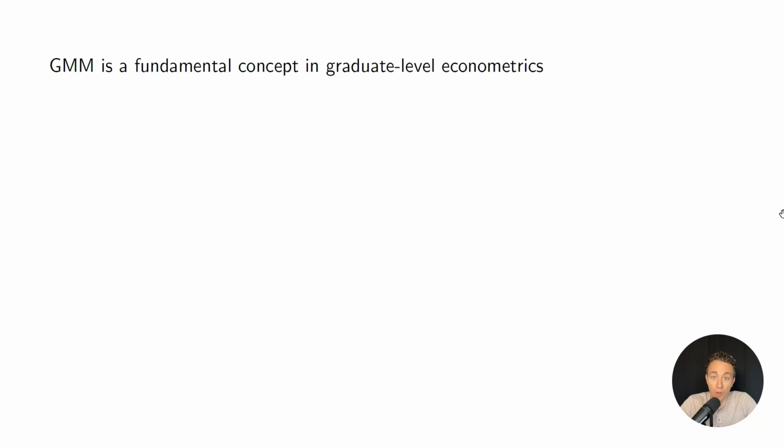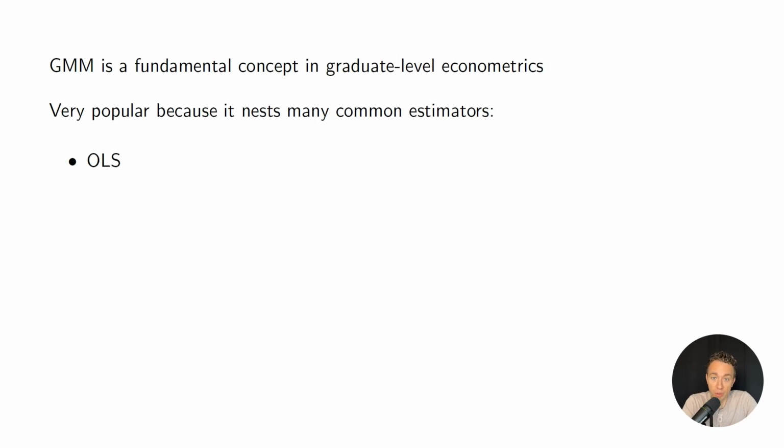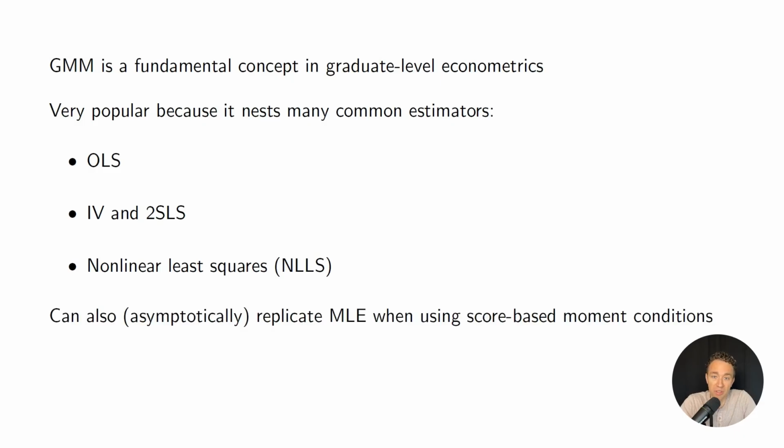If you're watching this video, you might have already taken a graduate level econometrics class, and in that class, you undoubtedly were introduced to GMM. GMM is really popular because it nests a lot of common estimators that we see in introductory econometrics courses. This includes OLS, instrumental variables and two-stage least squares, and nonlinear least squares. We can also asymptotically replicate maximum likelihood estimation using GMM if we specify the right moment conditions.